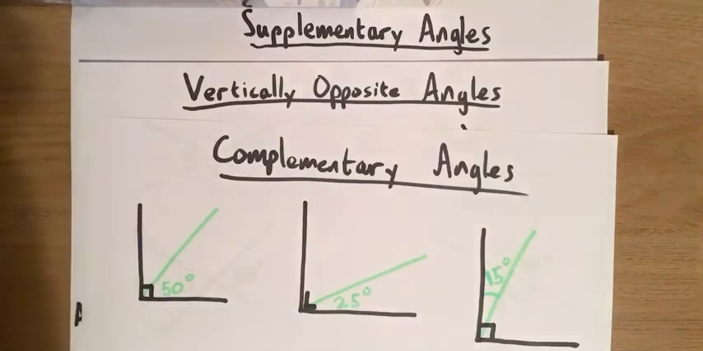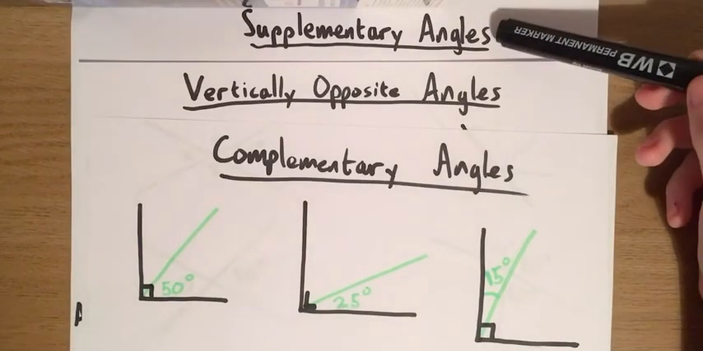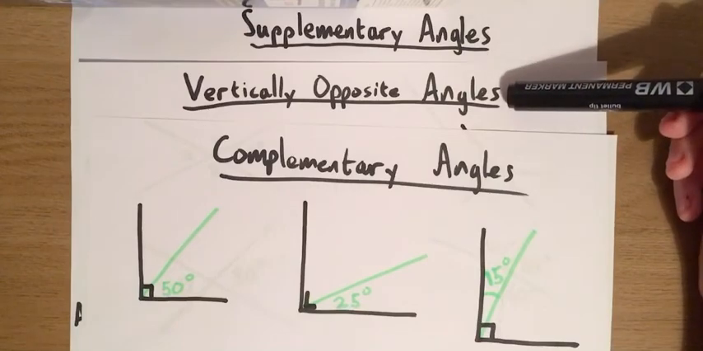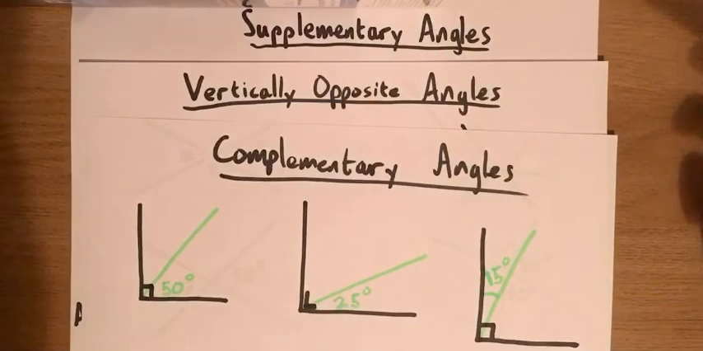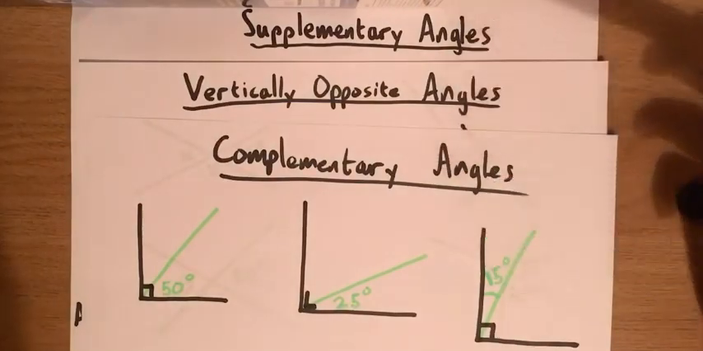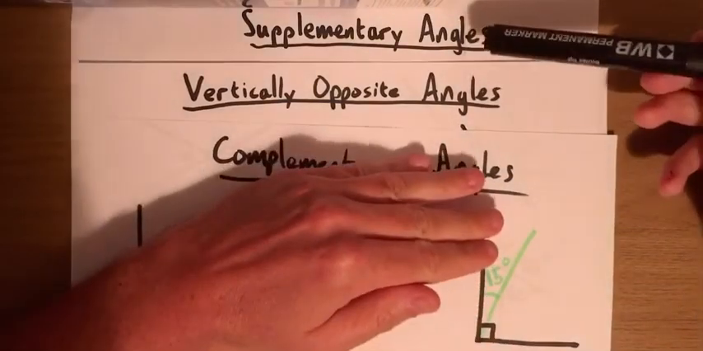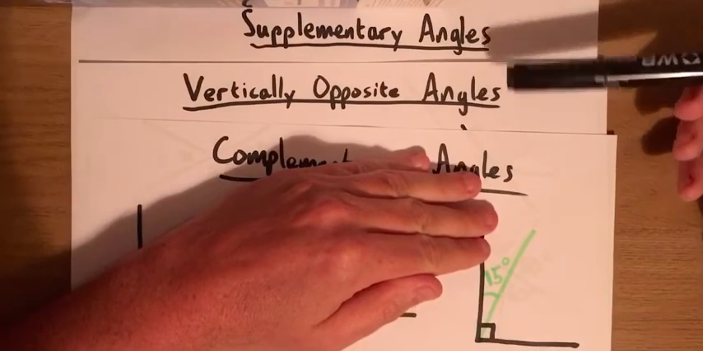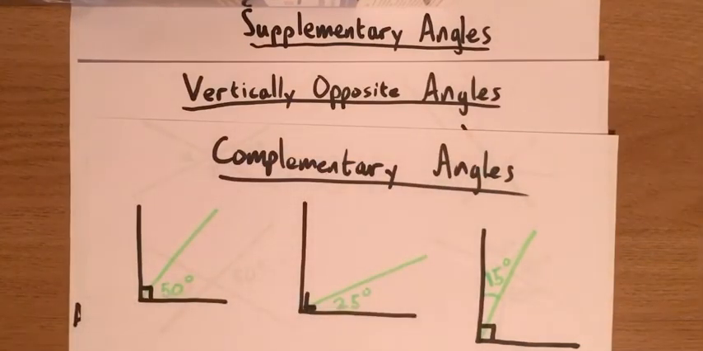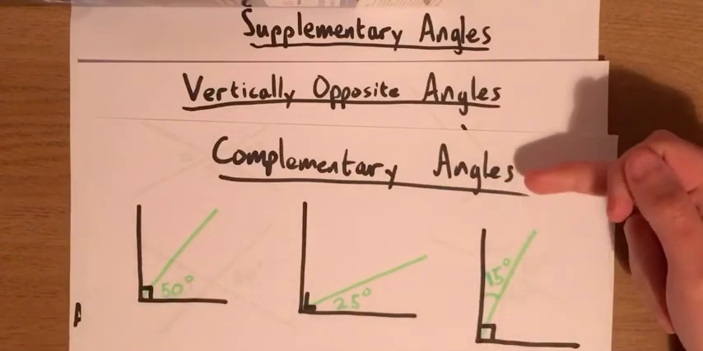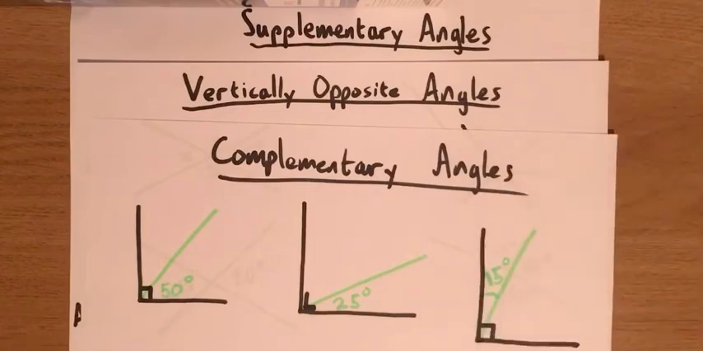Alright, so today I'm going to run through supplementary angles, vertically opposite angles, and complementary angles. Okay, these are three new ideas for you and three new terms for you. These two in particular, supplementary angles and vertically opposite angles, are important terms for you to understand and to learn. Okay, the complementary is less important. I'll explain why when I come to it.